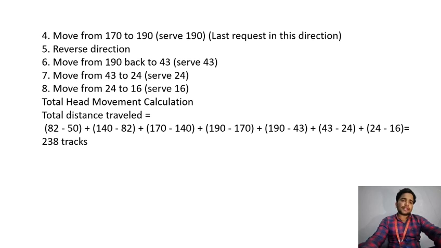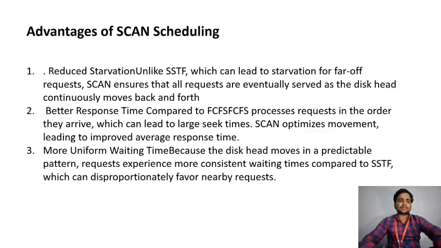Move from 190 back to 43 and serve 43. Move from 43 to 24, serve 24. Move from 24 to 16, serve 16. Here the total head movement calculation is: total distance traveled equals 82 minus 50 plus 140 minus 82, and so on. Calculating like this, the total is 238 tracks.